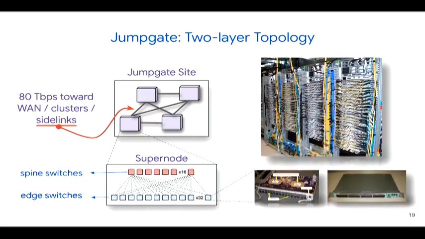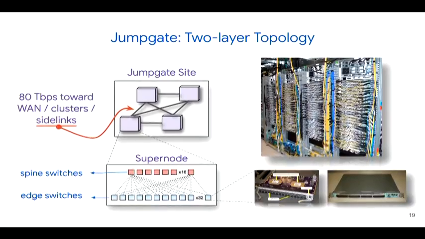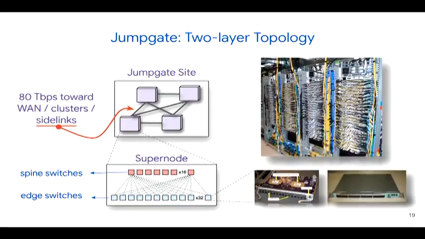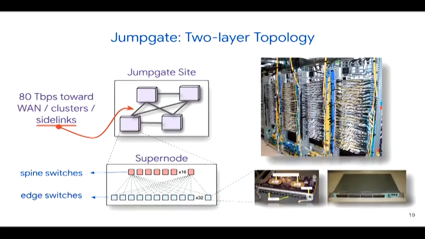And in the newer generation of a Jumpgate fabric, the site fabric can support up to 80 terabits per second, and this capacity can be flexibly allocated among WAN clusters and the site links, where the site links are the links that interconnect the supernodes within the site.